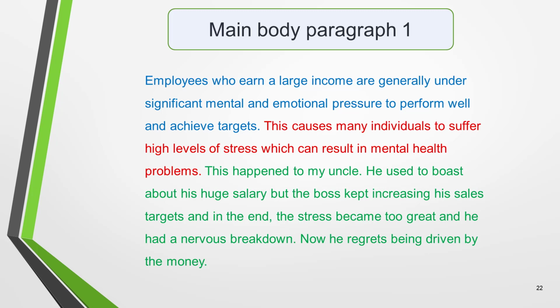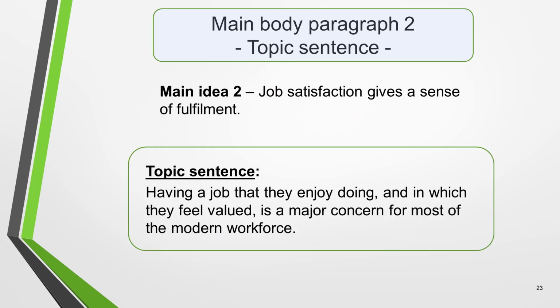Here's the finished paragraph. I've colour-coded it to highlight them. Pause the video and read the paragraph so that you can hear how the three parts flow from one to another. We'll now follow the same process for our second main body paragraph. The main idea for main body paragraph 2 is that job satisfaction gives a sense of fulfillment. And here's this idea summarised as a topic sentence. Having a job that they enjoy doing and in which they feel valued is a major concern for most of the modern workforce.